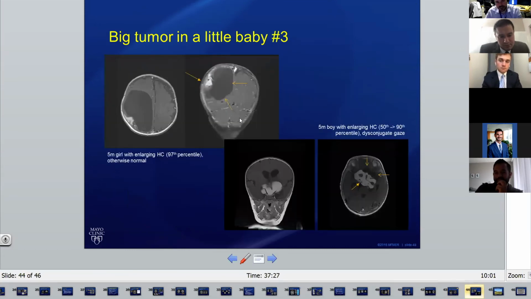So here are two more examples. You can see one that's located peripherally, but it shares in common with the last case this large cyst protruding medially. This child was a 5-month-old girl who was noted to have an enlarging head circumference on a routine PCP visit. Similarly, here's a 5-month-old boy who went from the 50th to the 90th percentile in head circumference and was found to have this conjugate gaze by his parents.